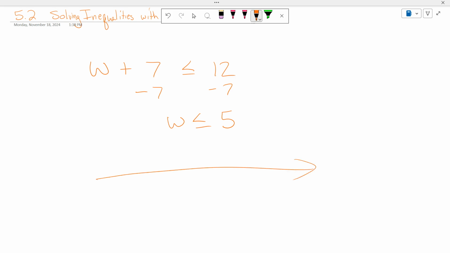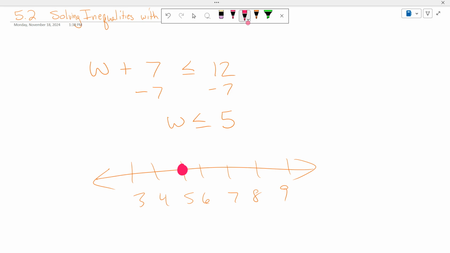And then on the number line, there'll be a number line given to you. You'll have to graph it. Now, if you graph this, Kane, W is less than or equal to 5. What type of circle is at 5? Open or filled in? Filled in is at 5.